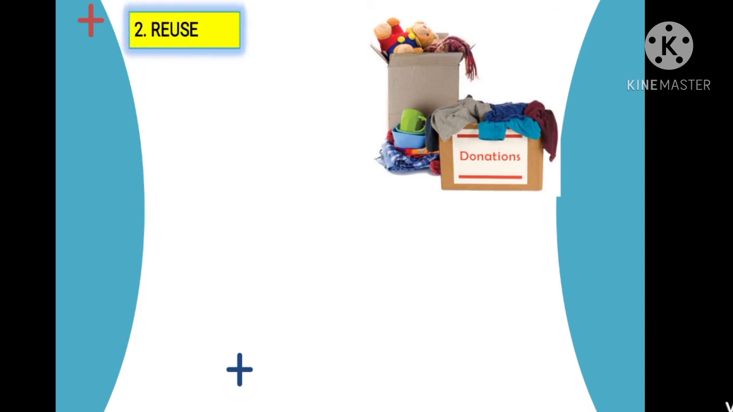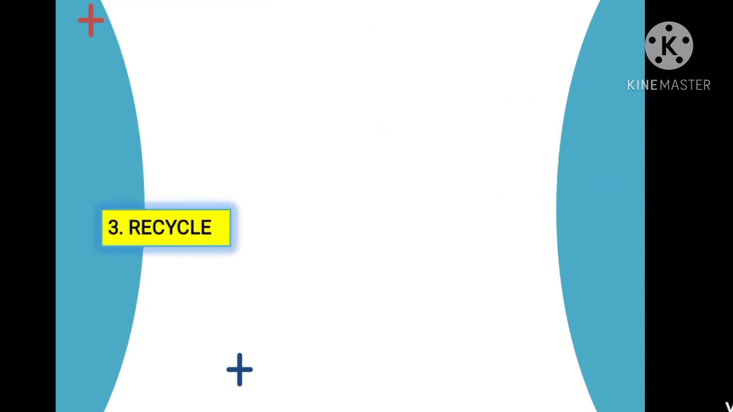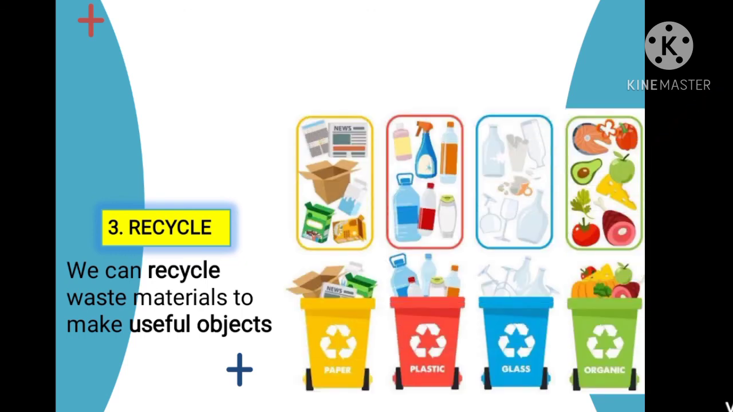After reduce, we can also reuse. So instead of throwing things away, we can make crafts with them, or donate them to others, the ones that are still good and proper to use. Double check. Besides that, recycle. We can recycle waste material to make useful objects. The first and simple thing we can do is to classify our garbage: paper with paper, plastic with plastic, glass with glass, and organics with organics.